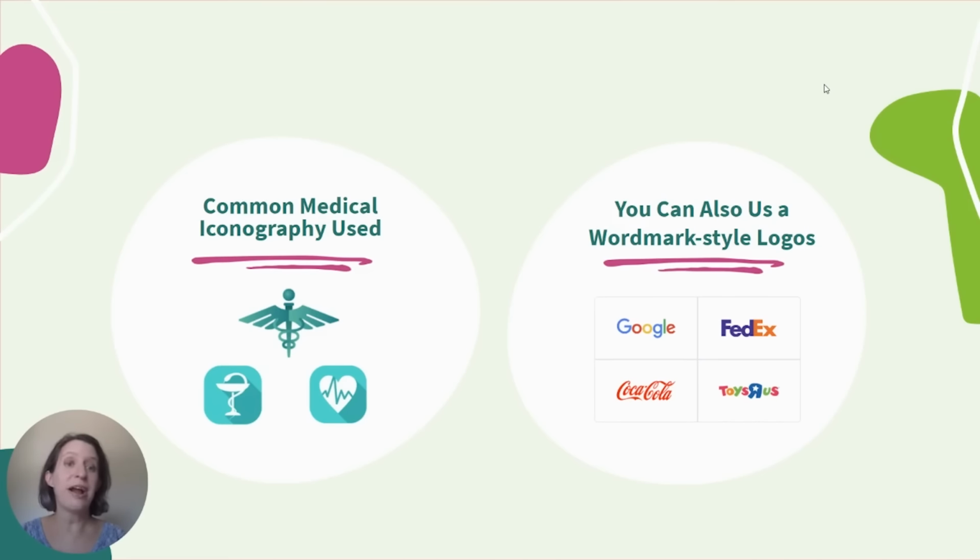But you could just use more of a word mark style logo, which is the name of your company, with your company colors. So some people even do a hybrid. They'll have the word and a symbol. So you have a multitude of options.